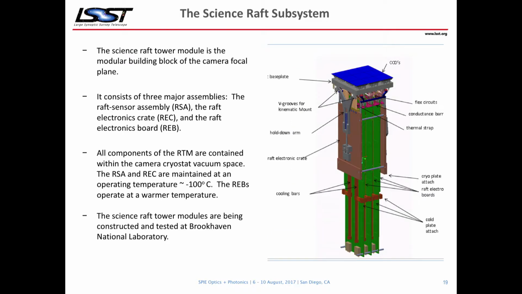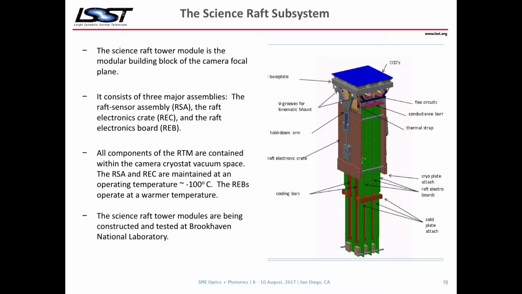So this raft that I told you about is the basic building block of the camera. You can see the 3 by 3 array of CCDs at the top. There are custom electronics boards that do the digitization and the image acquisition. And again, the output of this is an optical fiber. The raft consists of 3 major assemblies: the raft sensor assembly, the raft electronics crate, and the raft electronics board. And all of those are contained within the camera cryostat space. So another big concern we had with this design is contamination.